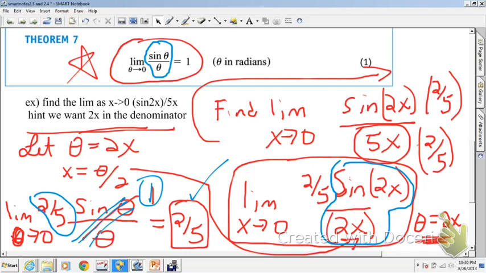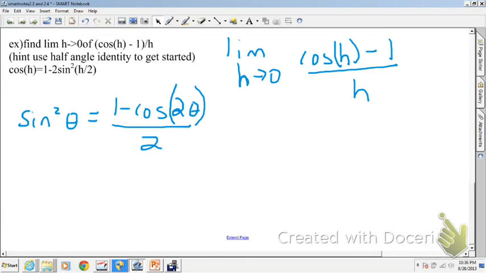Let's try one more that involves a trig substitution, and that'll be our last one for today. Okay, I'm going to read this problem to you first. I took this one from the book. It said find the limit. I have it typed out here, but it basically said find the limit as h approaches 0 of cos h minus 1 over h.